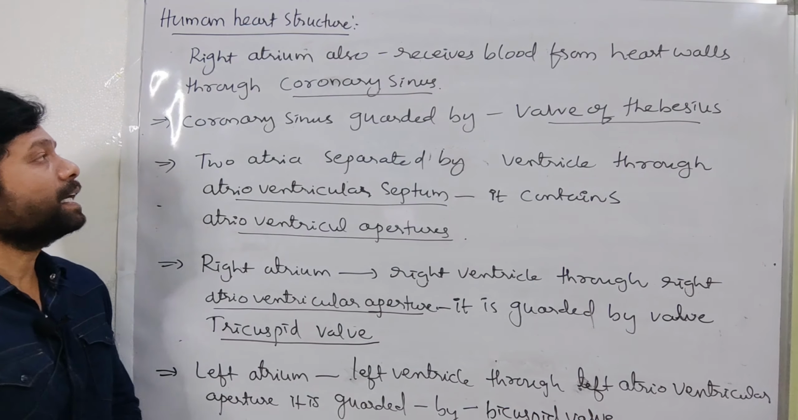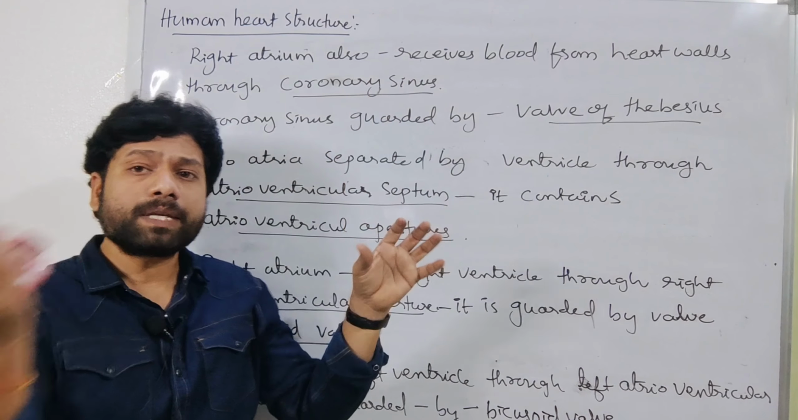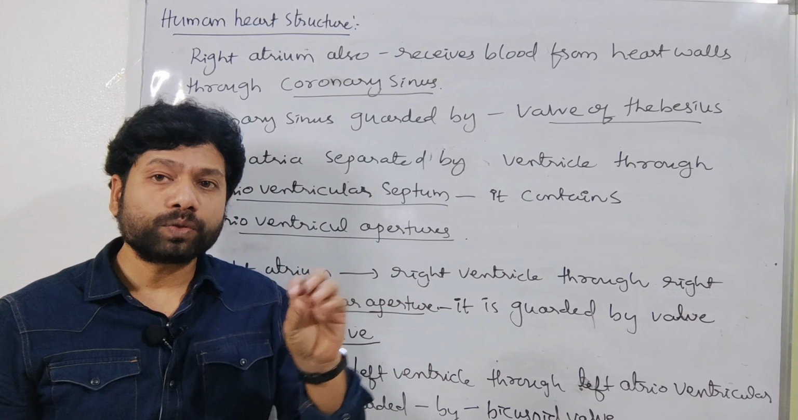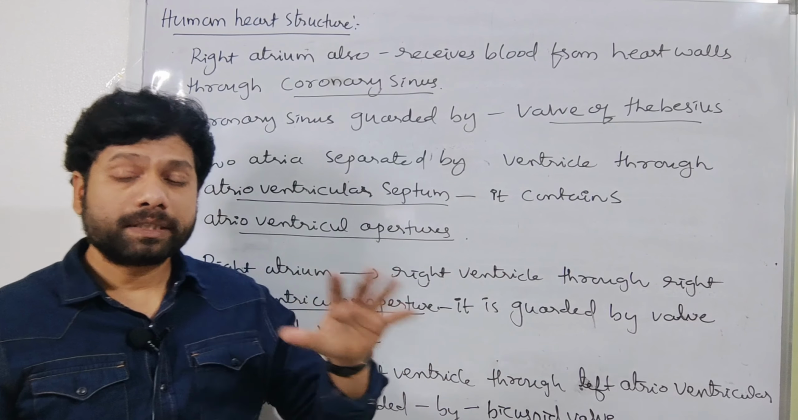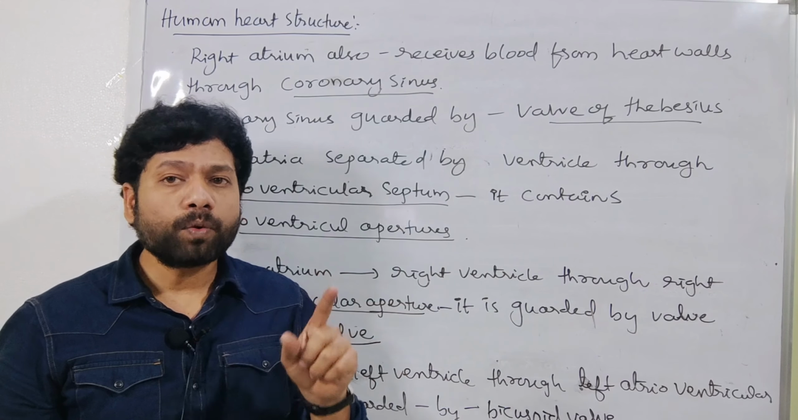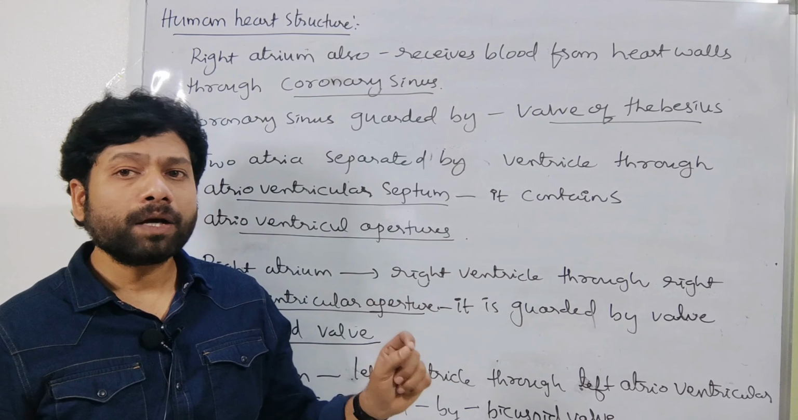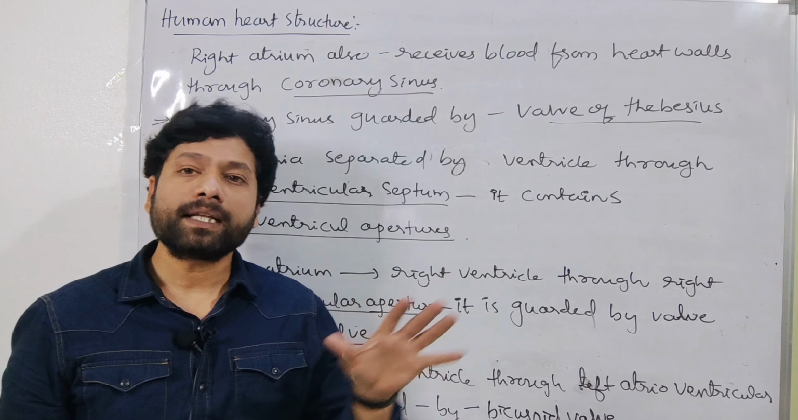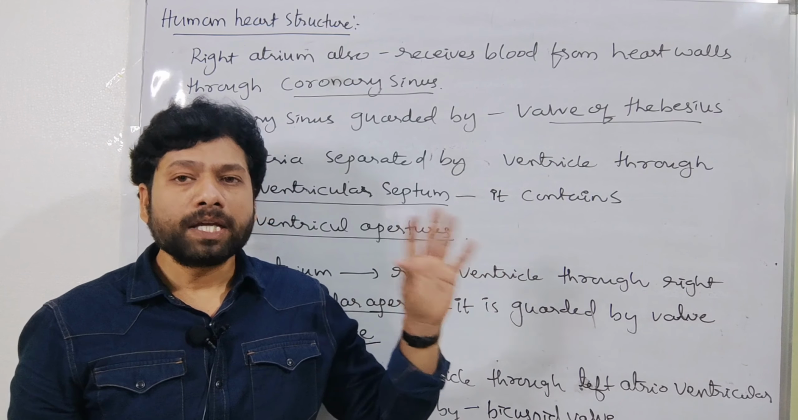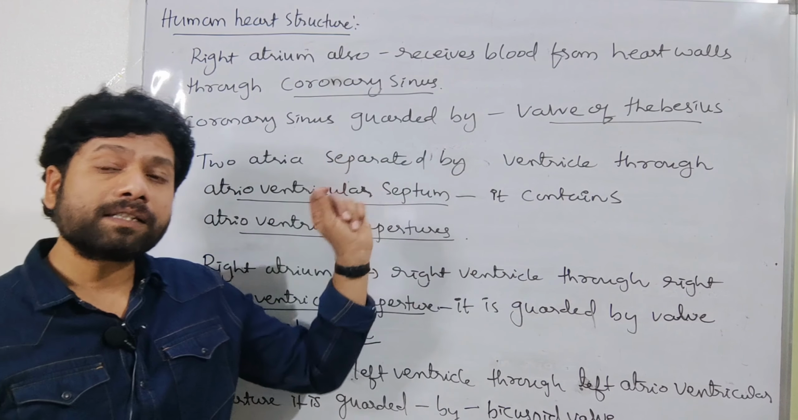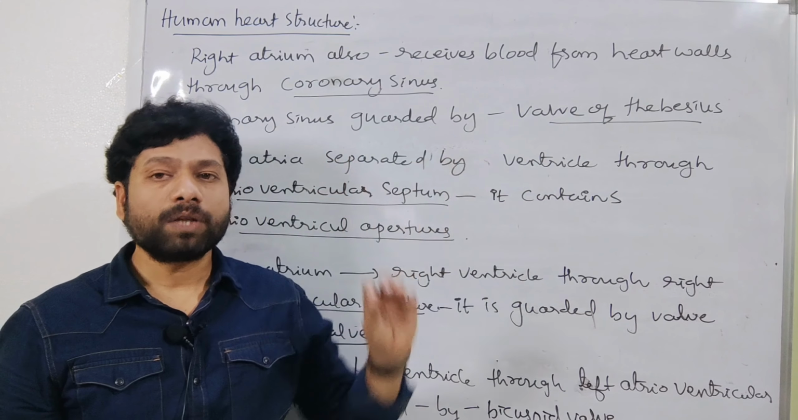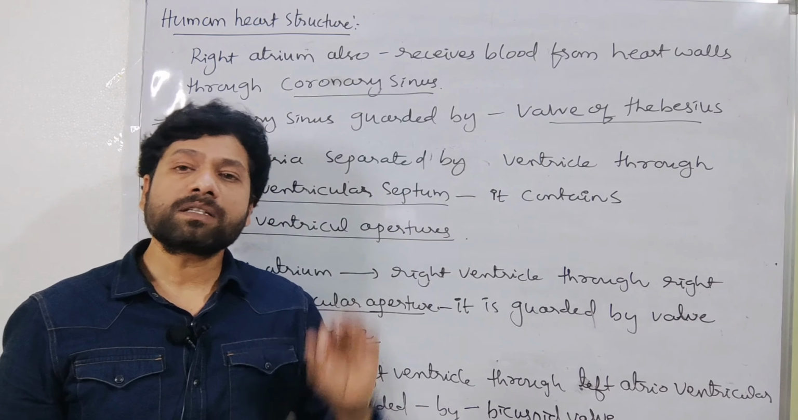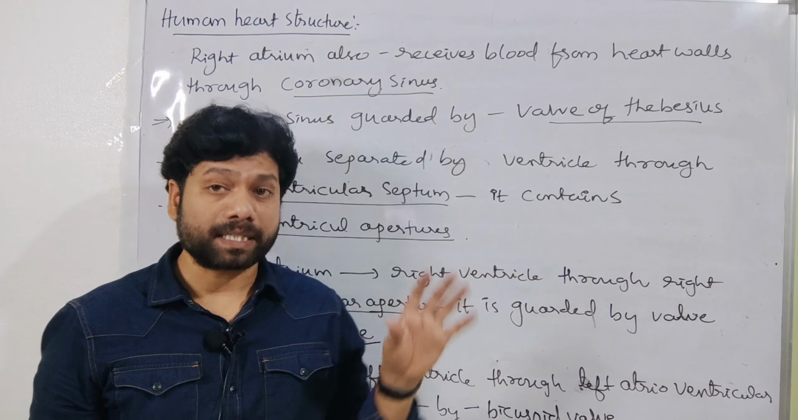Just once again: the right atrium first receives blood from all body parts except the lungs, through the three caval veins, two precaval and one postcaval. The opening of the precaval veins is not guarded by any valves, and the opening of the postcaval vein is guarded by the Eustachian valve. It also receives blood from the walls of the heart through the coronary sinus, which opens into the right atrium and is guarded by the valve of Thebesius.